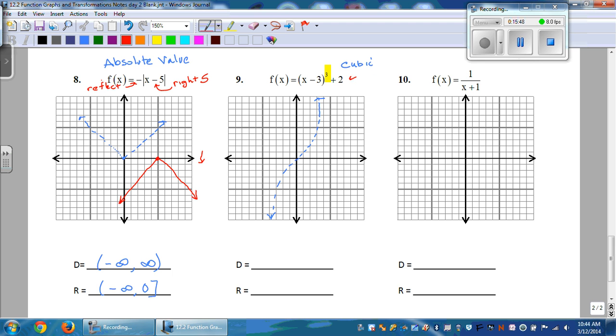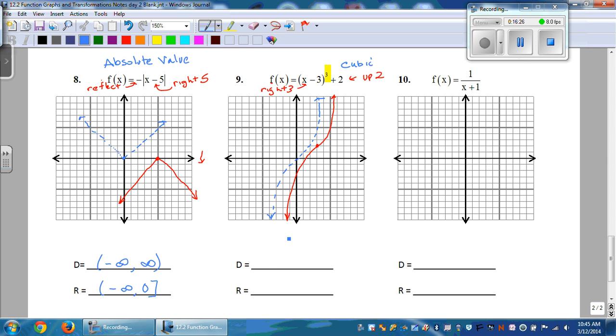Our shifts right here are up 2, and we're shifting the x, so we keep talking about it, you do the opposite. Instead of left 3, you're going to go right 3. So starting at 0, 0, we're going to go up 2, and we're going to go right 3. There's our original starting point. We didn't have to reflect or do anything else like that, so we can make our shift like we need to. Okay, they should not overlap each other.